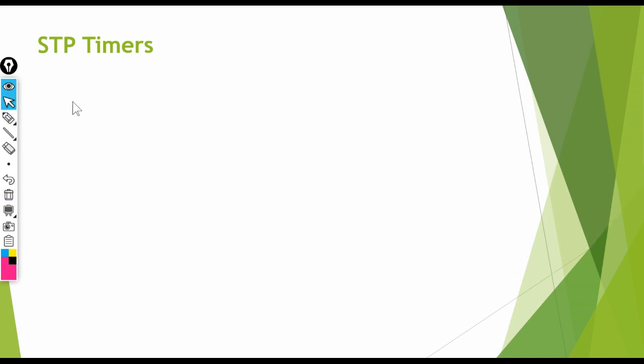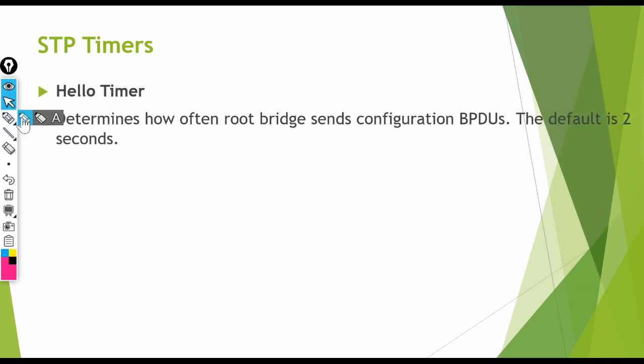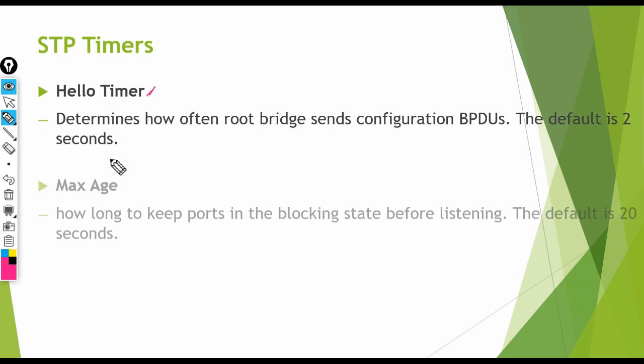So far, when it comes to your STP timers, a couple of points to remember. The STP hello timer, as we know, is 2 seconds by default. We know that BPDUs in STP are sent every 2 seconds by the switches. Next you have the max age, which is all about how long to keep the ports in the blocking state before going to the listening state, and the default timer is 20 seconds.